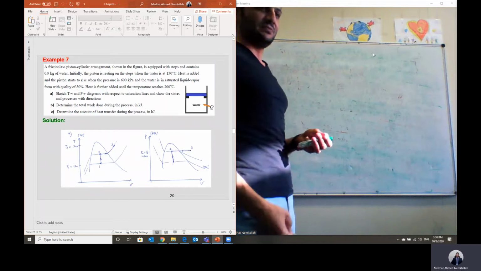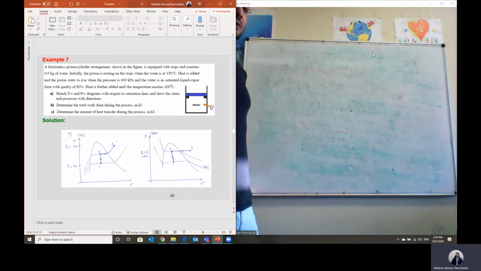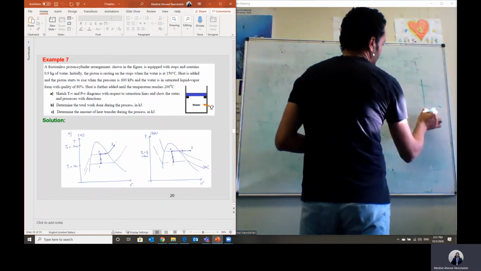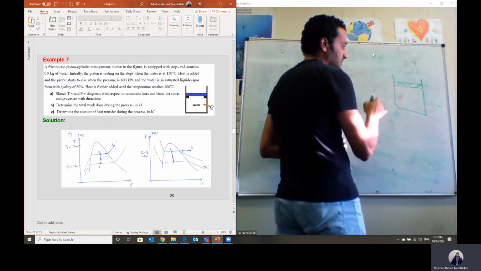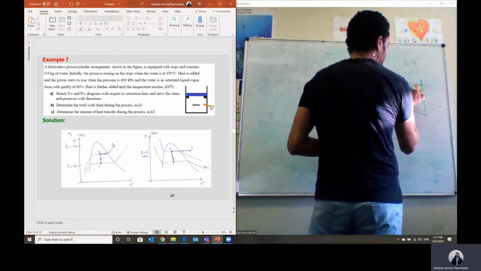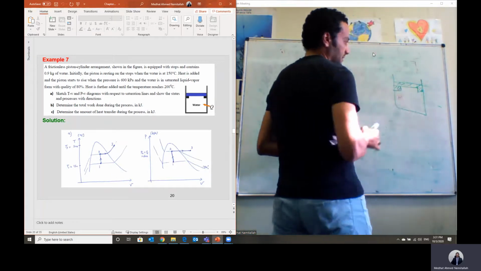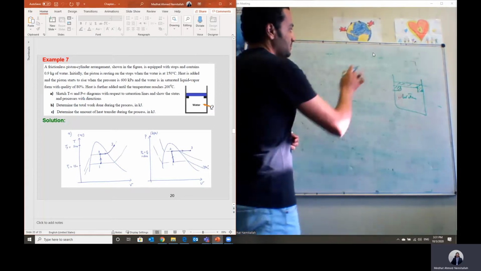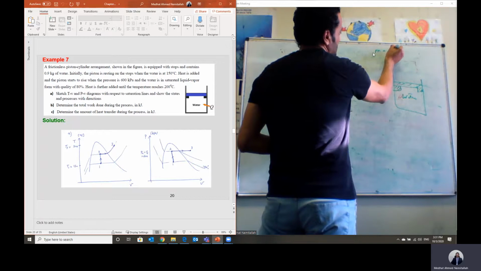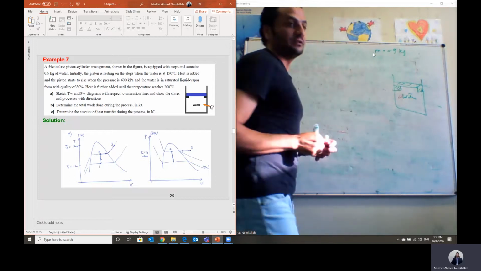Okay, well, in this example, we have a frictionless piston cylinder device shown in the figure. This is actually equipped with a stop, and it contains 0.9 kilogram of water. So here we have water in a piston cylinder device. This piston is frictionless, and it is standing on the stops here. And inside this tank we have water. The mass of this water is equal to 0.9 kilogram.